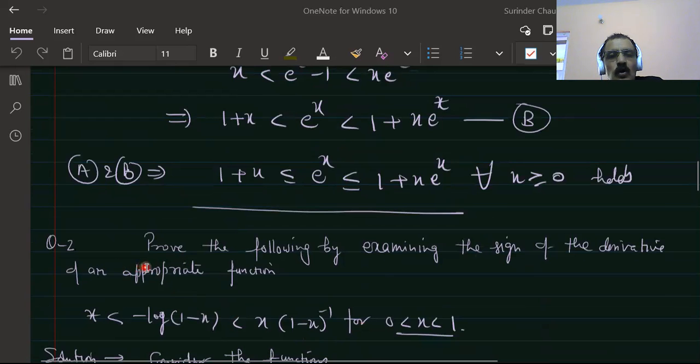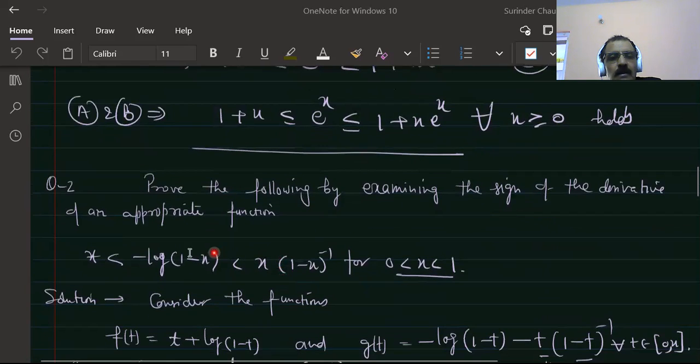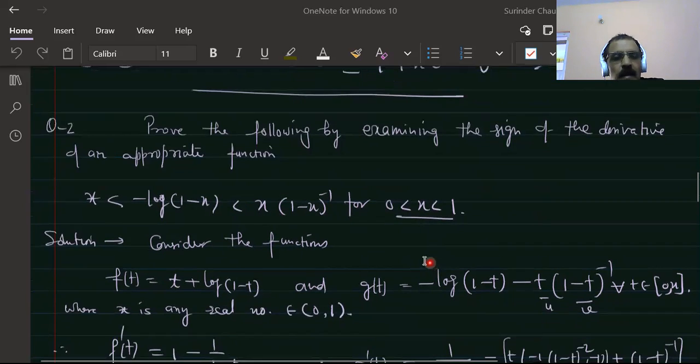Second problem. Prove the following by examining the sign of the derivative of an appropriate function. x is less than or equal to minus log of (1 minus x), which is less than or equal to x upon (1 minus x), for x in the open interval 0 to 1.